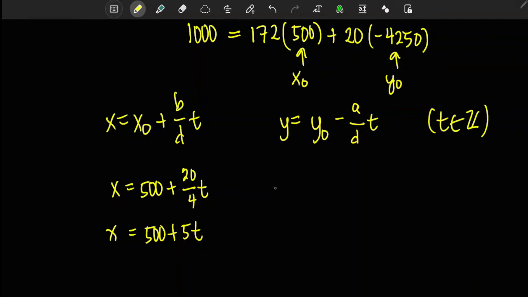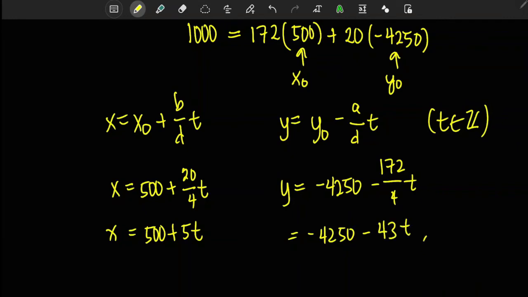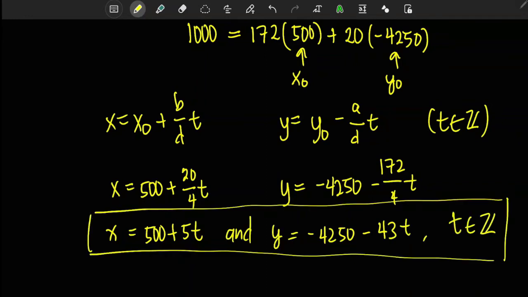On the other hand, we have y equals negative 4,250 minus a, which is 172 divided by 4 times t. That is equal to negative 4,250 minus 172 divided by 4, so that's 43t. Again, here t is any arbitrary integer. For any value of t, the pair x and y given by this equation is a solution to our Diophantine equation.